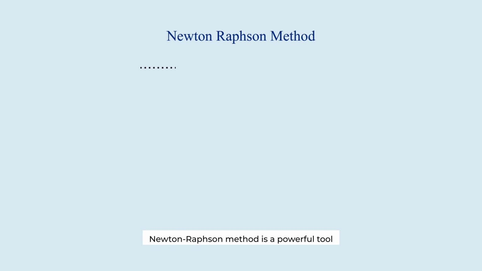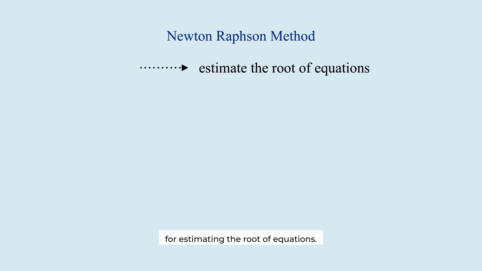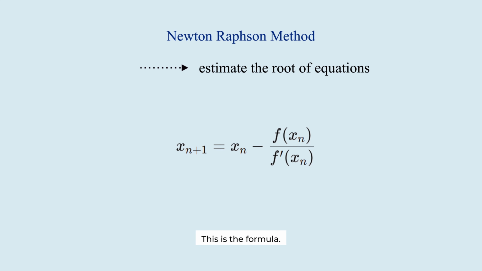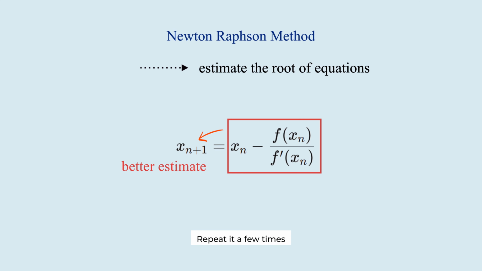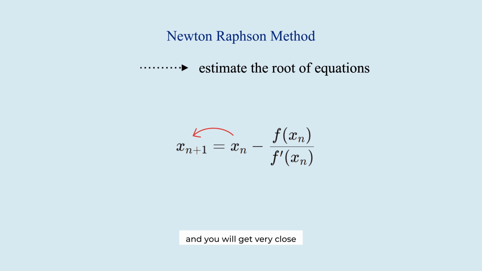Newton-Raphson method is a powerful tool for estimating the root of equations. It starts with an estimate. This is the formula. This is the given equation. This is the derivative of f of x. The current estimate of the root. The next estimate of the root. This calculation gives a better estimate. Repeat it a few times, and you will get very close to the true root.